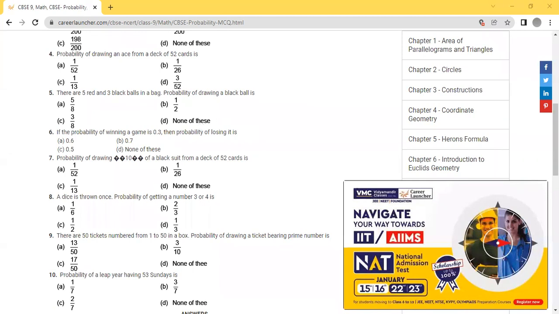I was explaining the seventh question. Actually, out of heart, club, spade or diamond, diamond and heart are red, and spade and club are black. A 10 card comes from spade and a 10 card from club, so total 2 black cards are there. So probability is 2 by 52, that is 1 by 26. Got it?